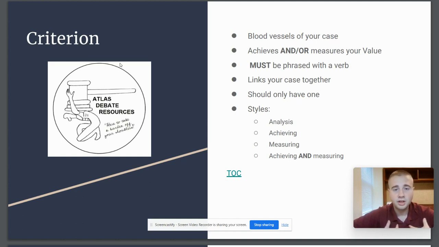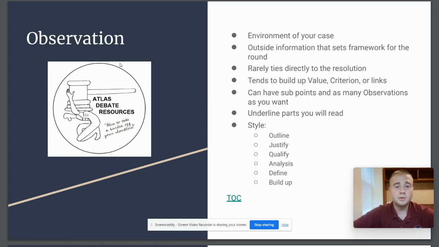Personally, I recommend if you're going to go the analysis route in your case, then your value should be the abstract idea, and your criterion should be what's analyzing, because it links your case to your resolution, so on and so forth. Next up is the observation.